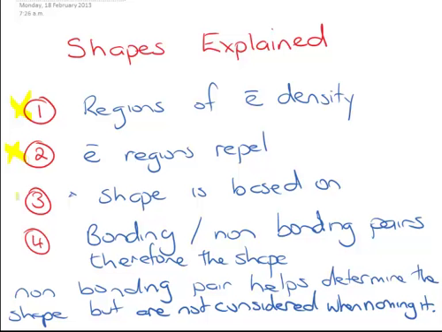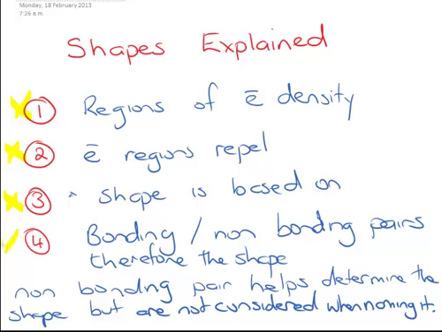Third is what I would put in there. It's not always required in NCEA, in fact it often isn't. But the shape is based on that electron repulsion. So if there are 4 regions, it would be based on a tetrahedral shape. If there are 3 regions, it would be based on the trigonal planar shape. So it's a fairly simple thing to remember anyway.